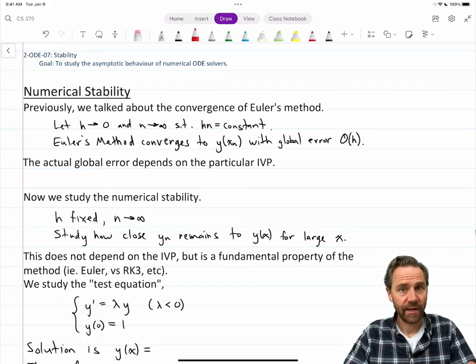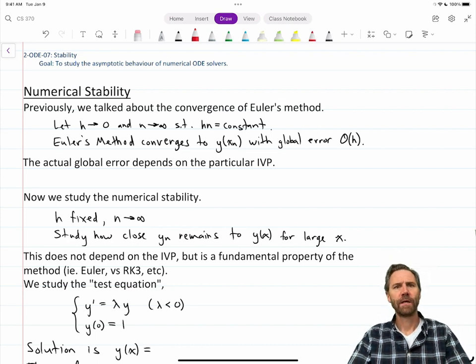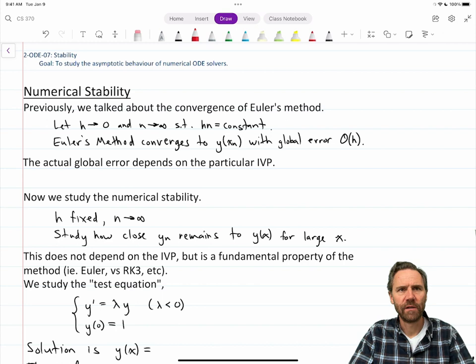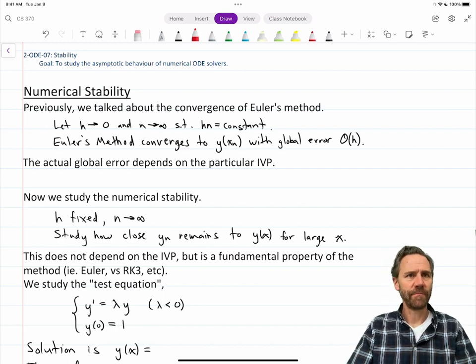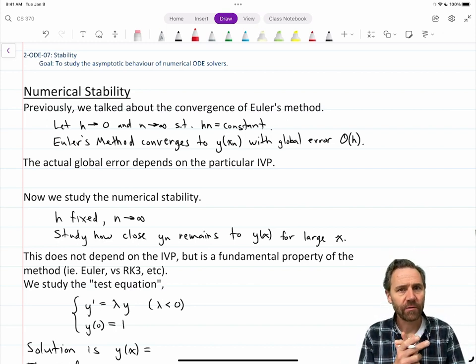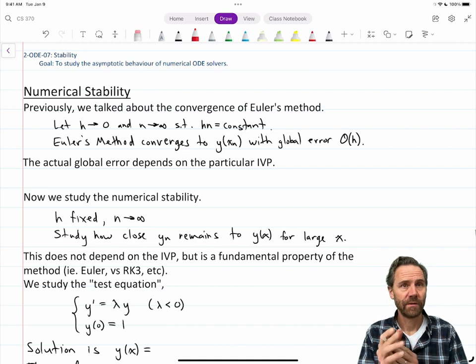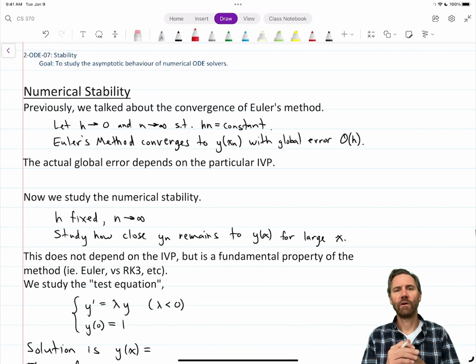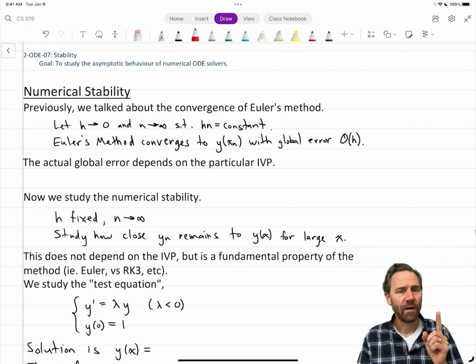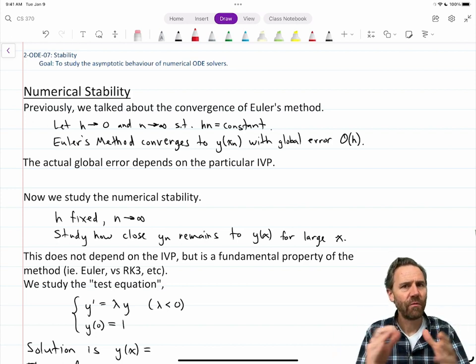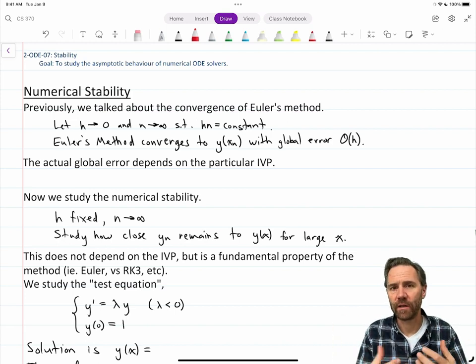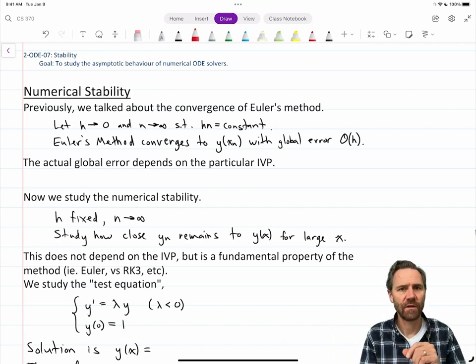All right, this is the last lecture in the ordinary differential equations unit of this course. So today, we've talked about accuracy, but now we're going to talk about numerical stability. The goal is to study the asymptotic behavior of numerical ODE solvers. Let me remind you first about what we've established so far about the asymptotic behaviors of these ODE solvers.